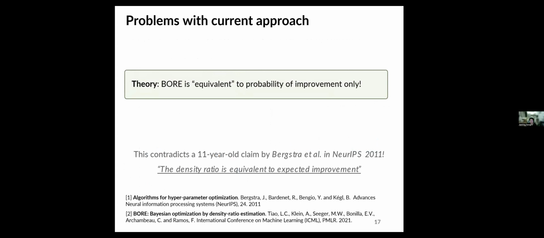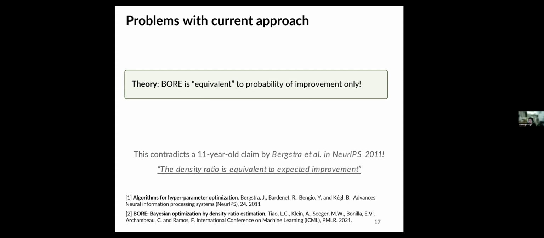One of the interesting statements in our paper is that the method we discussed earlier, Bayesian optimization with density ratios, or BORE in short, is actually only equivalent to probability of improvement. The definition of improvement is also a bit hard to characterize, given that in this case you're using a neural network or a deterministic classifier, whereas in the traditional case you're using a Gaussian process model.